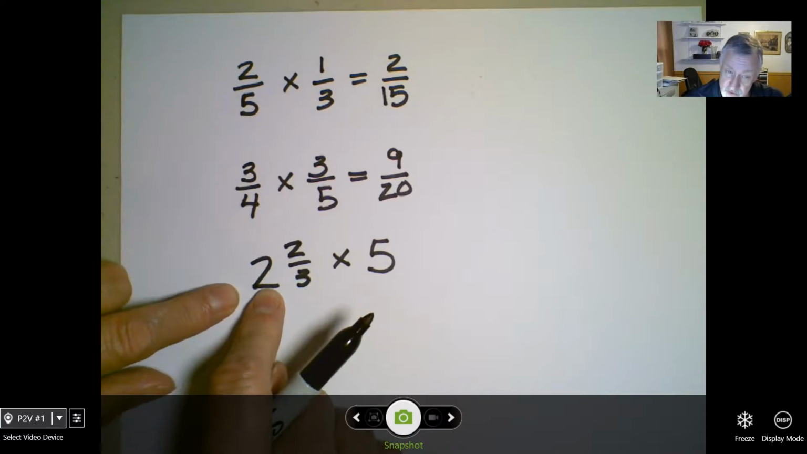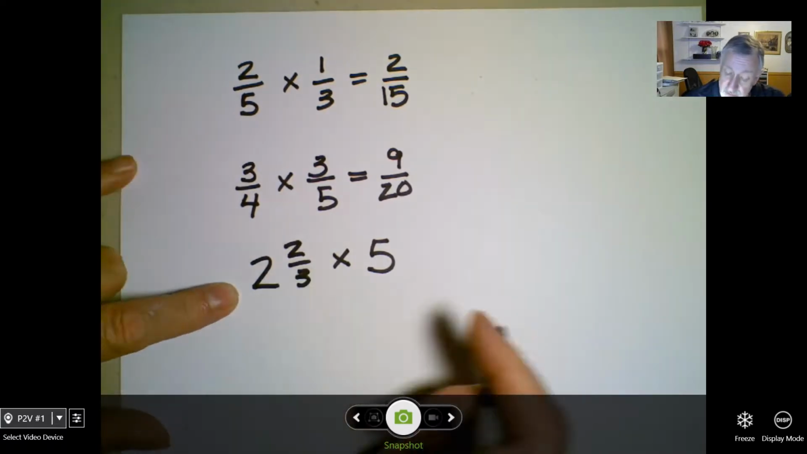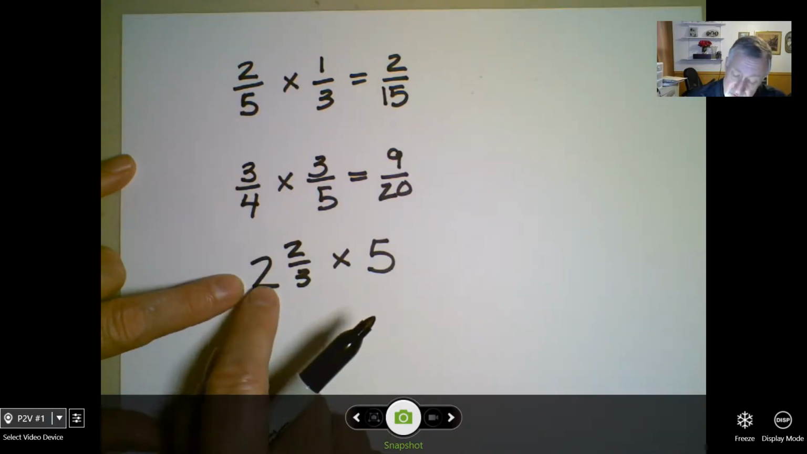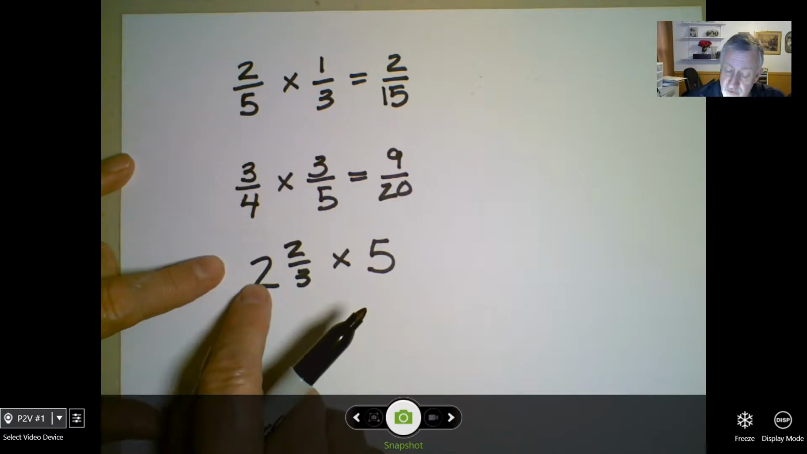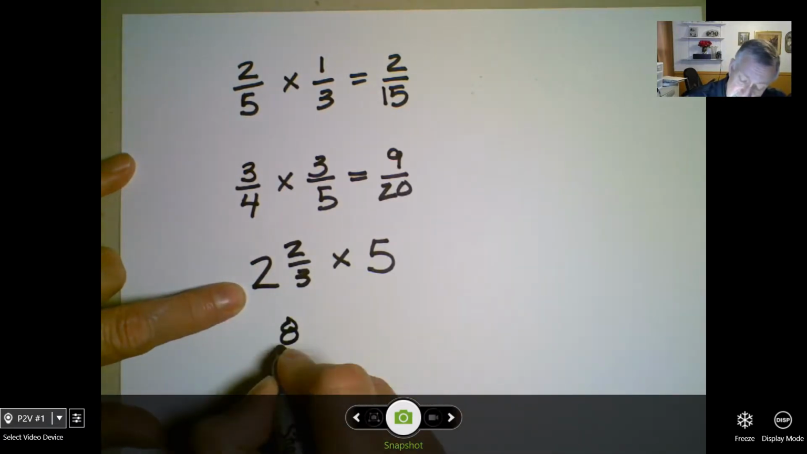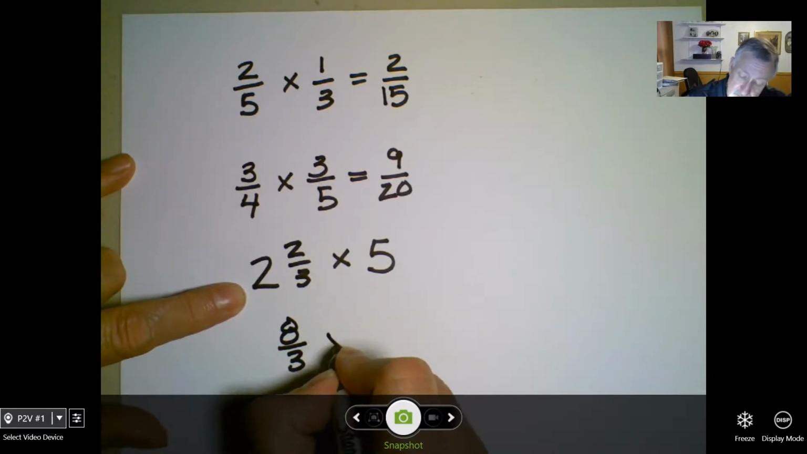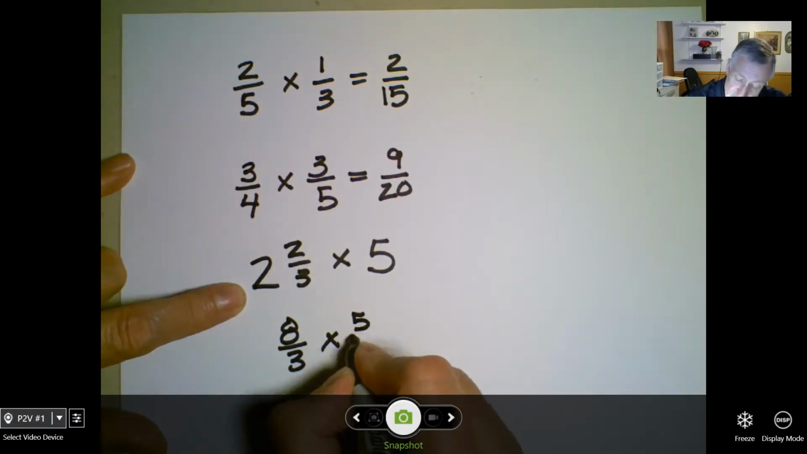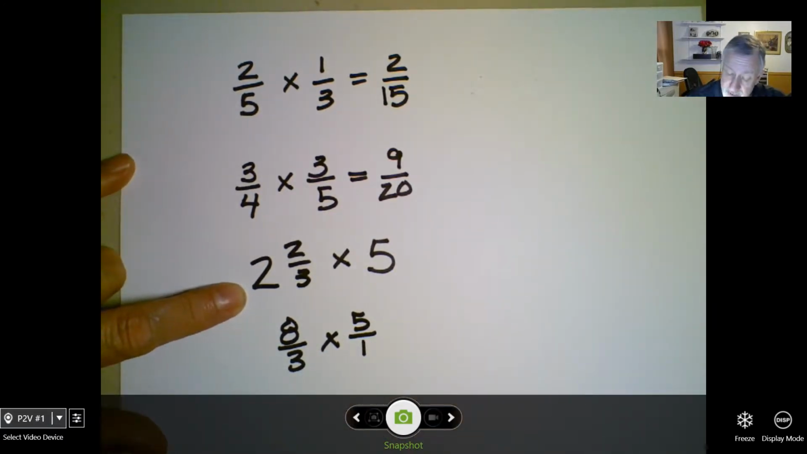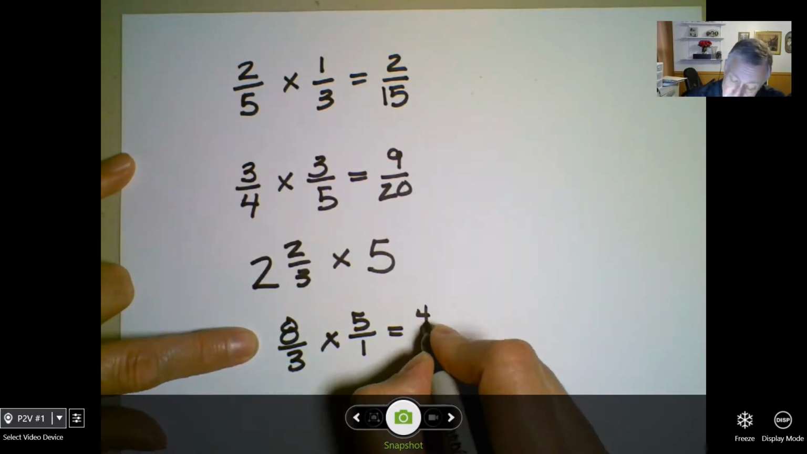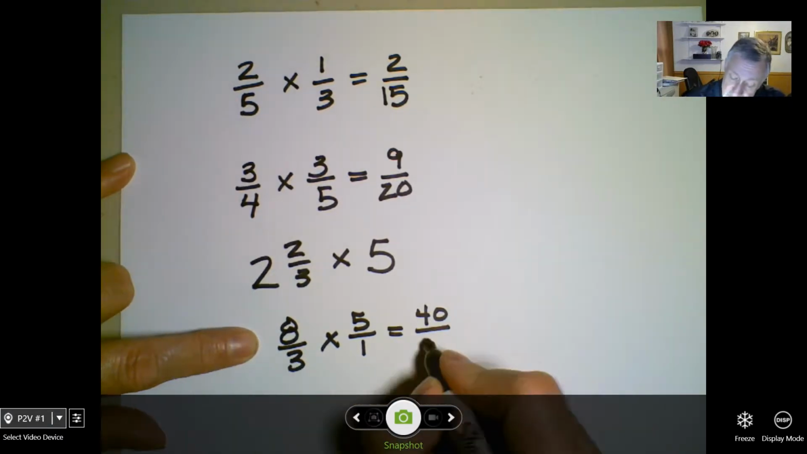For the 2 and 2/3, we're going to come up with an improper fraction. There's 3/3 plus 3/3, that's 6/3. So 2 times 3 is 6, plus we have 2/3 more. That gives us 8/3. And we're multiplying that by 5. But a whole number as a fraction is that whole number over 1. Now we can just multiply across like we did up here. 8 times 5 is 40. 3 times 1 is 3.